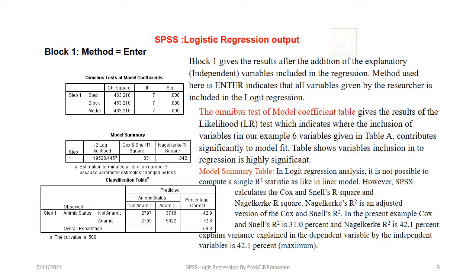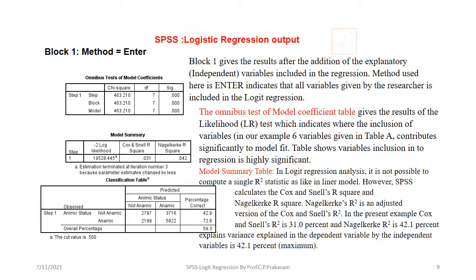Therefore, block 1 gives the results after addition of the explanatory variables, including all variables in the regression equation. Then the omnibus test of model coefficients will give us how many variables have been included and what the significance of the variables is. If we see the last one, the model, it shows that it is highly significant. That means the inclusion of the variables in the regression was found to be significant.